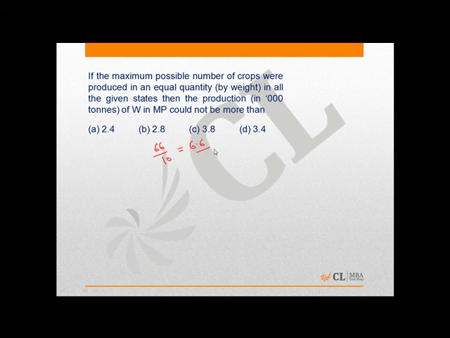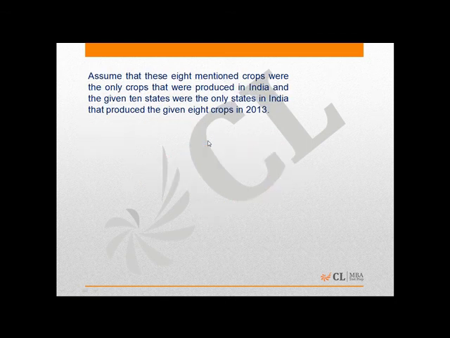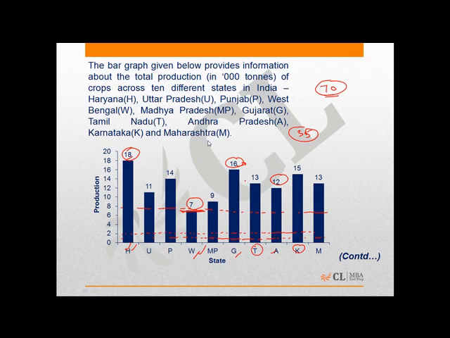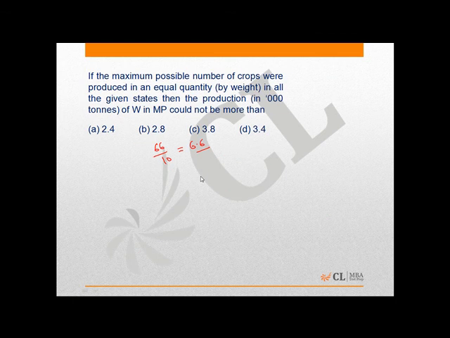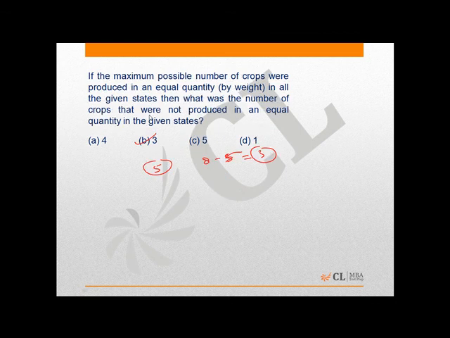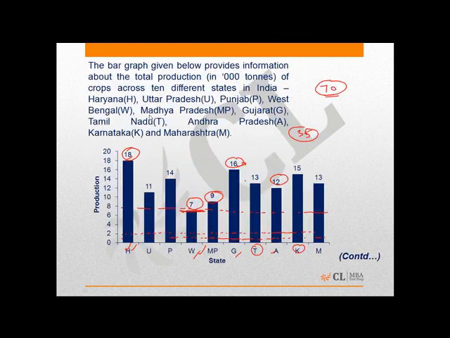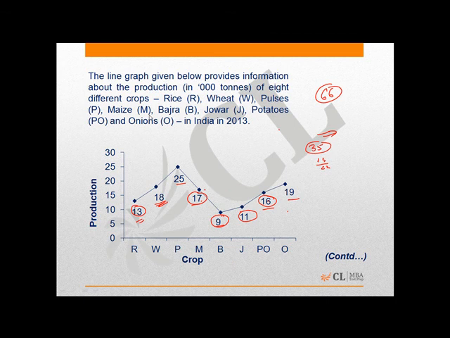That means if you talk about MP, it has 9,000 tons of production. So out of 9, 6.6 are produced by those crops which are produced in equal quantities, and I have to find for W. And mind it, when we talk about that 66, W was not counted there.